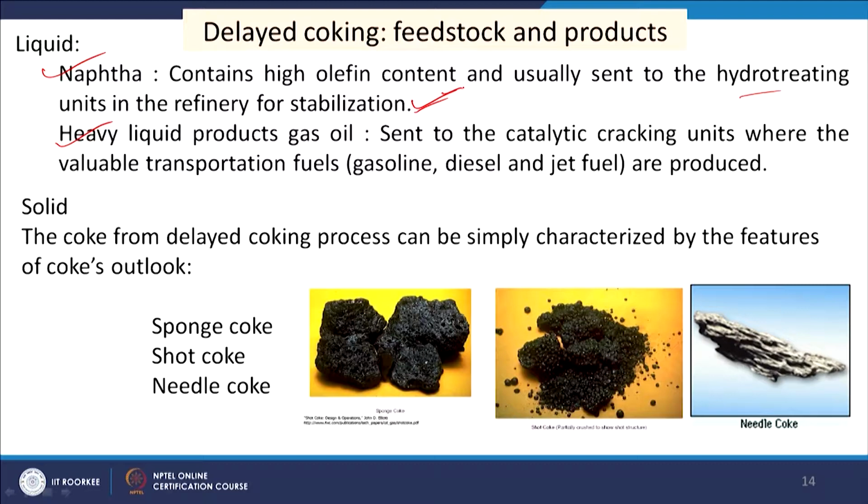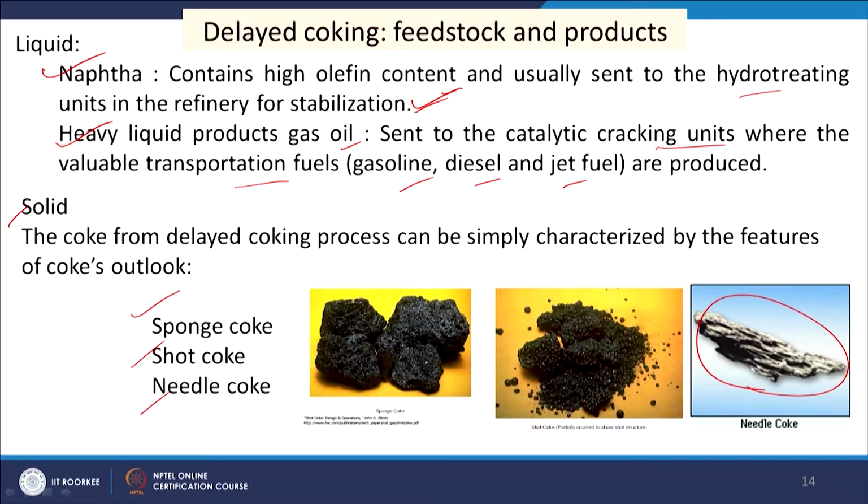And the heavy liquid product, that is gas oil, that we are getting from it, is sent to catalytic cracking units where the valuable transportation fuels like gasoline, diesel and jet fuel can be produced. So, this is our liquid product, and as solid product we can get different types of coke. So, coke may be sponge coke, it may be shot coke, and it may be needle coke. So, here we see needle coke.